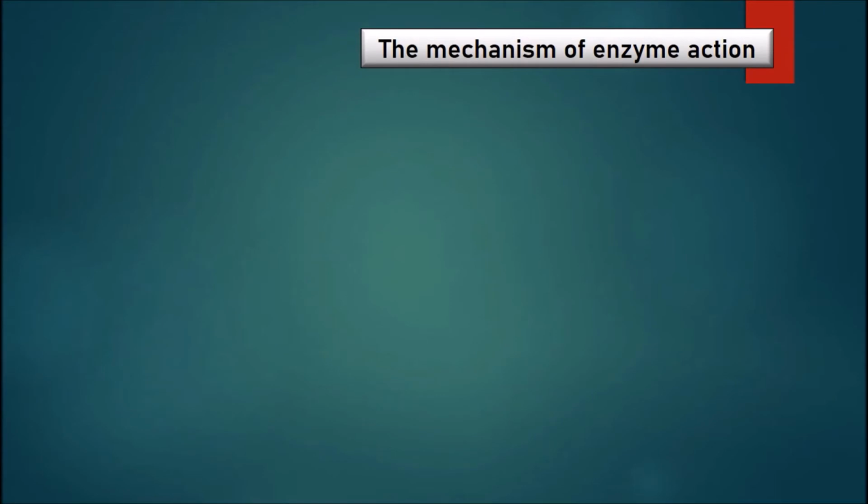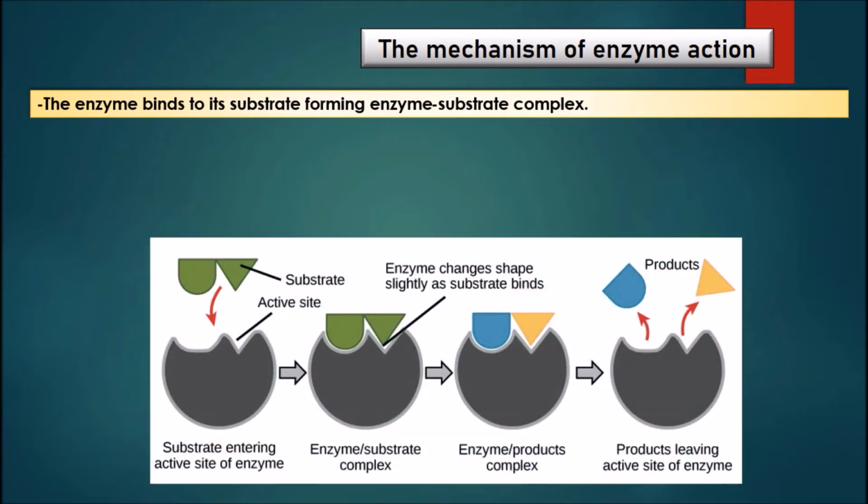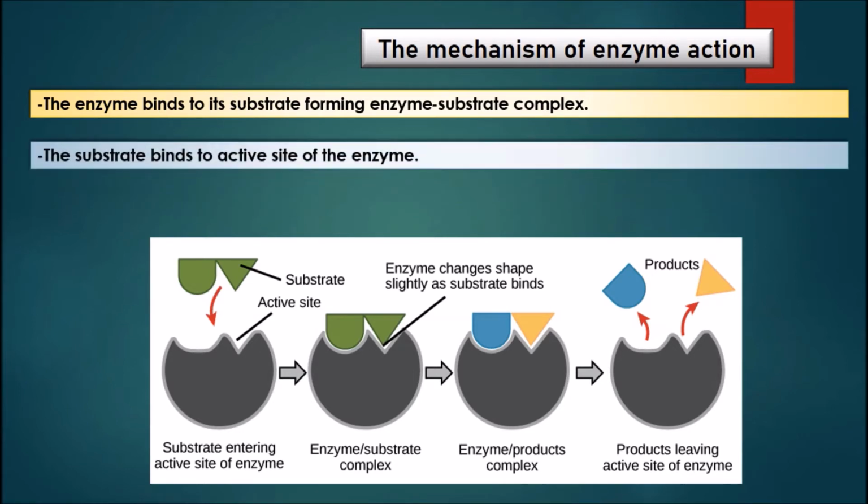The mechanism of enzyme action. The enzyme binds to its substrate, forming an enzyme-substrate complex. While enzyme and substrate form their complex, the catalytic action of the enzyme converts the substrate to the product. The substrate binds to a specific region of the enzyme. This region is called the active site.